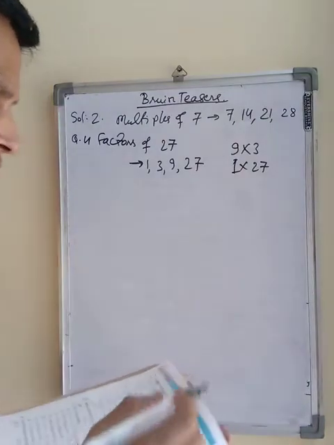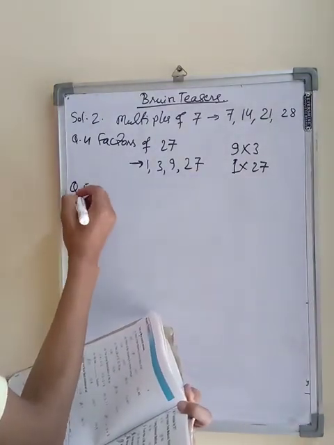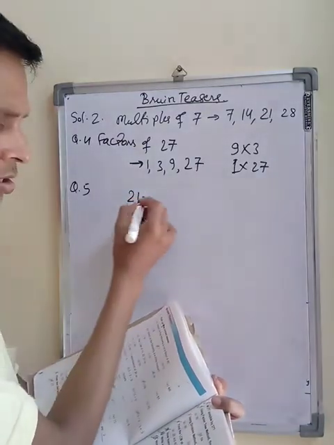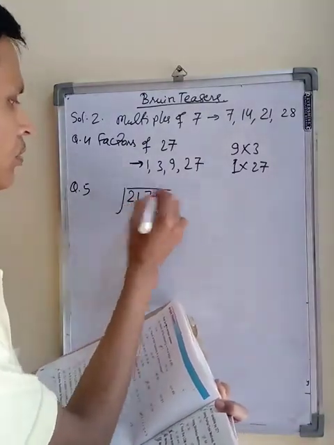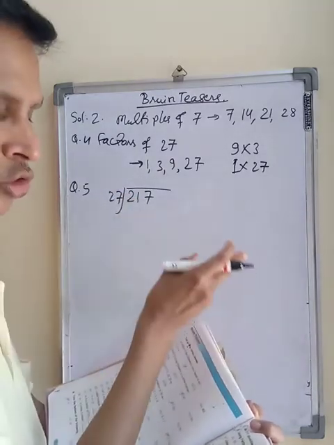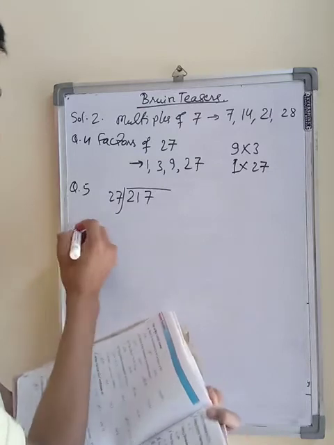Question number 5, whether it is divisible or not. We will check this way: we will divide and see if the remainder is 0, then it is divisible, otherwise not.